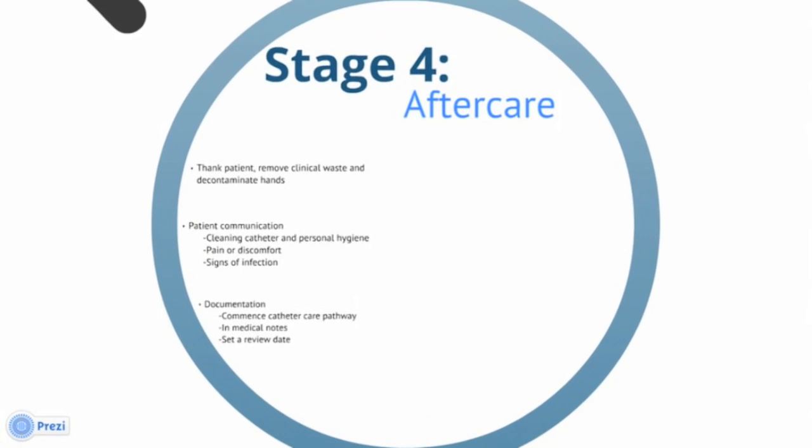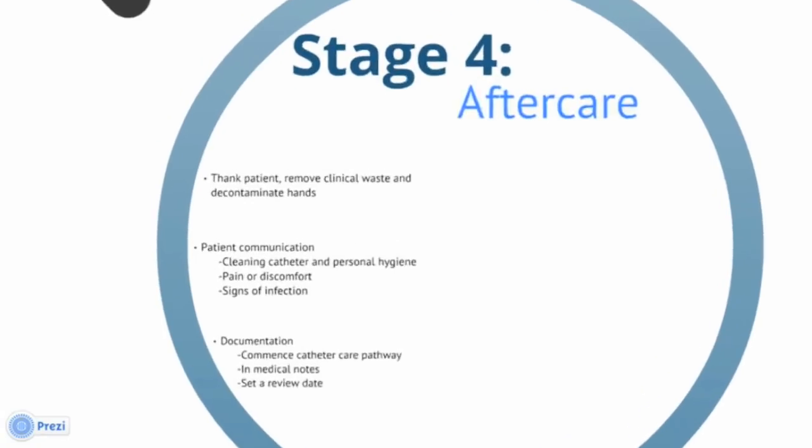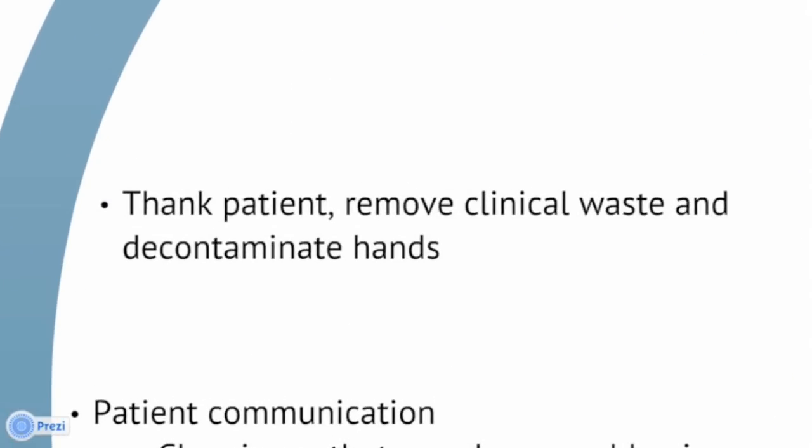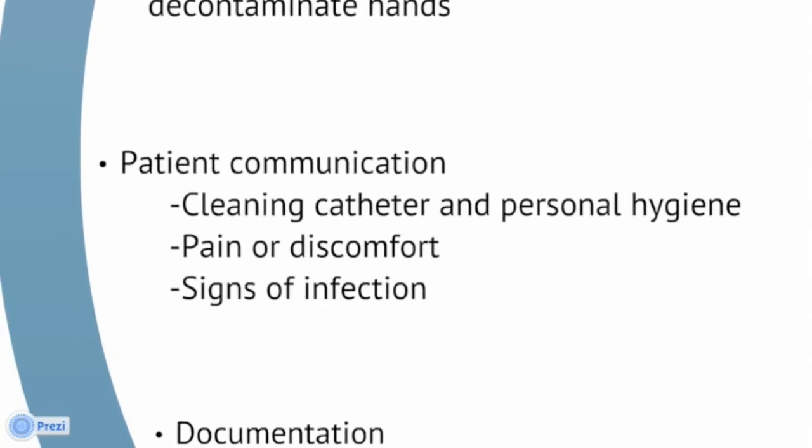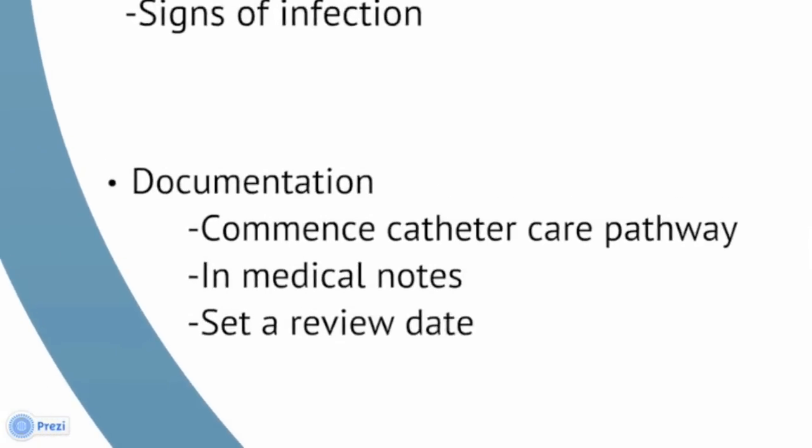Stage 4 covers the aftercare of your patient. Thank the patient, remove any remaining clinical waste, and decontaminate your hands. You should give thorough aftercare advice to your patient, such as cleaning the catheter and maintaining personal hygiene. Notify them of potential problems that they may need to observe for, such as pain, discomfort, or signs of infection such as discharge, and who to inform.